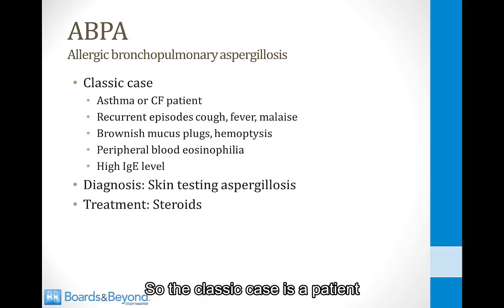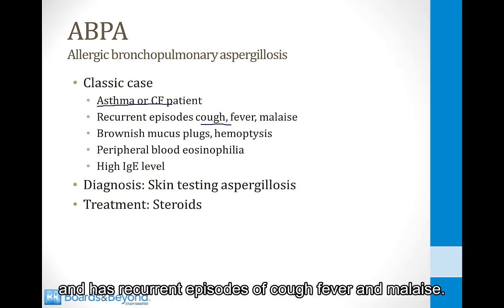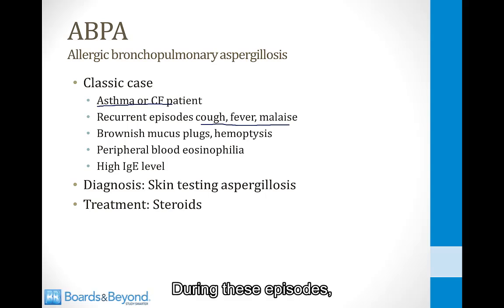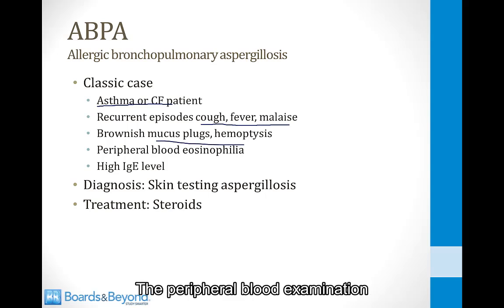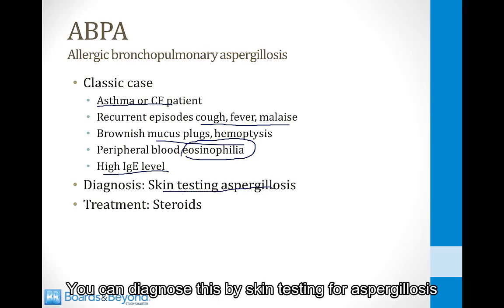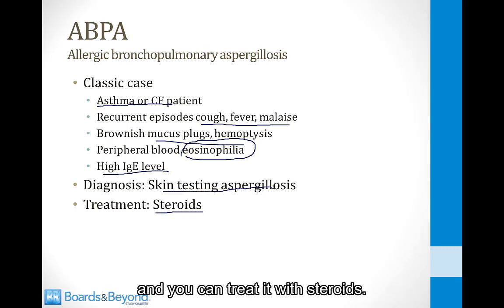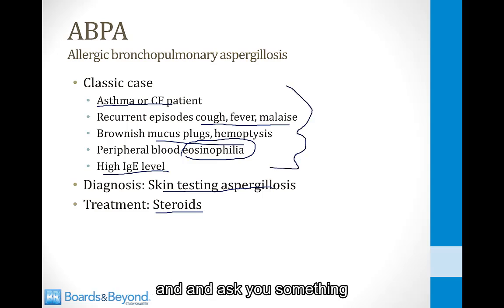So the classic case is a patient who has either asthma or cystic fibrosis and has recurrent episodes of cough, fever, and malaise. During these episodes, there may also be mucus plugs and hemoptysis. The peripheral blood examination is going to show eosinophilia, and there are going to be high levels of IgE detected. You can diagnose this by skin testing for aspergillosis, and you can treat it with steroids. And especially on step 1, they are most likely going to describe a case like this and then ask you something about the Th2-CD4 cells and the interleukins that they secrete.